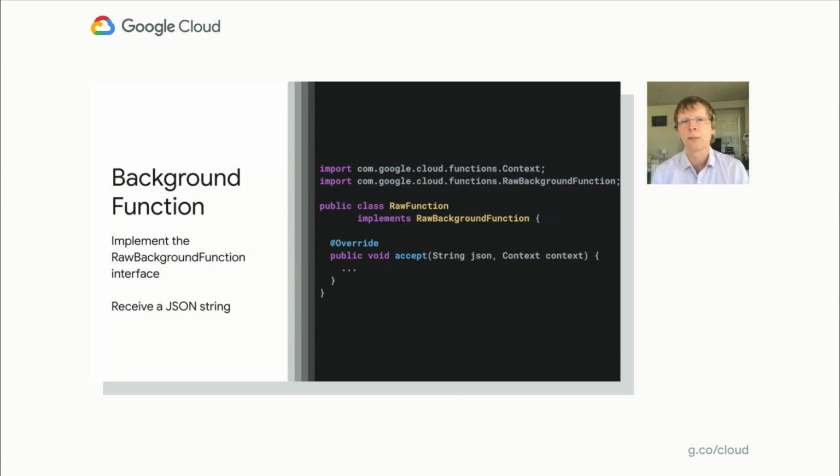In the background function case, the interface called BackgroundFunction, that parameter will be deserialized into a Java class that you provide using the JSON framework. So that makes it a little bit more convenient to get at the contents of the JSON. And then in the second form, we just give you a string, which is the incoming JSON as is, and then you can parse that using whatever framework you like, Jackson or whatever.